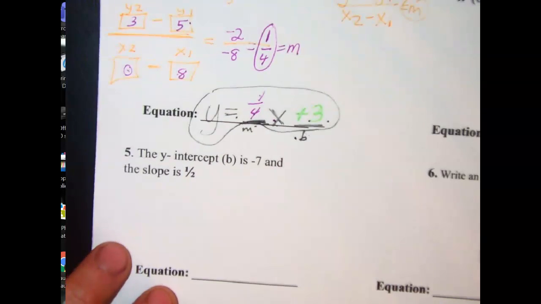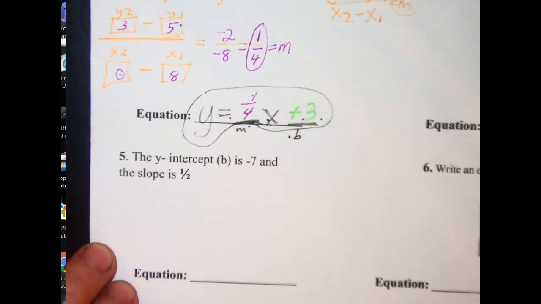And then another type of problem you're going to see, I'm going to go down to number 5 because it's very similar.